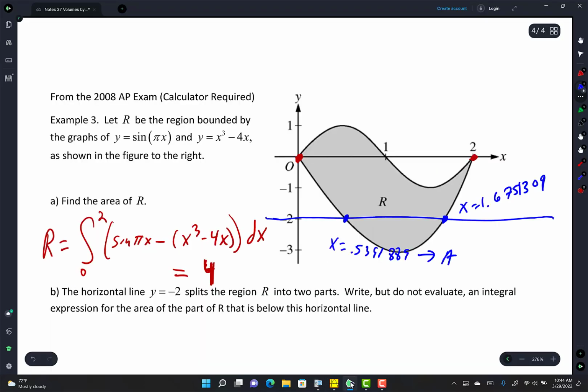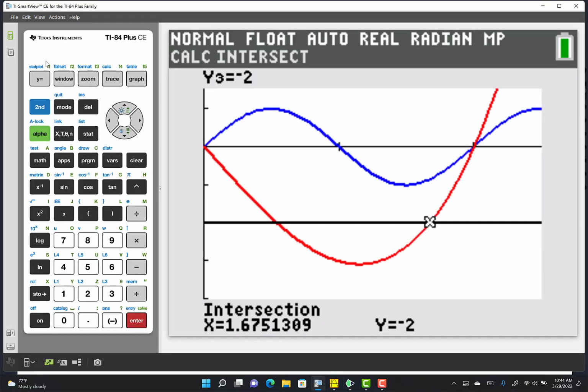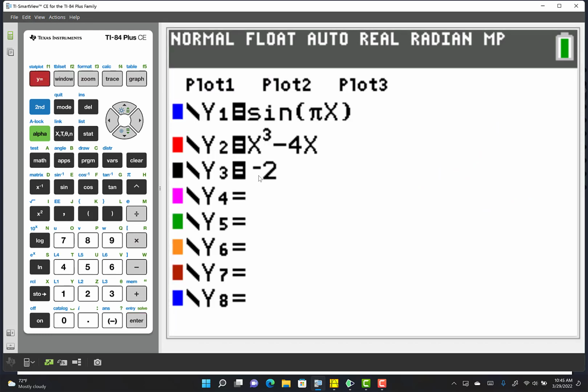Okay, I'm gonna start it, guys. If you're pretty close to figuring it out, keep going. First thing you gotta do, I would type in y equals -2 into your calculator. Did you do that? Here's my y equals -2.